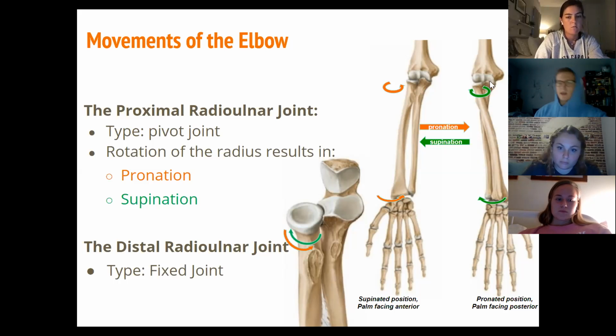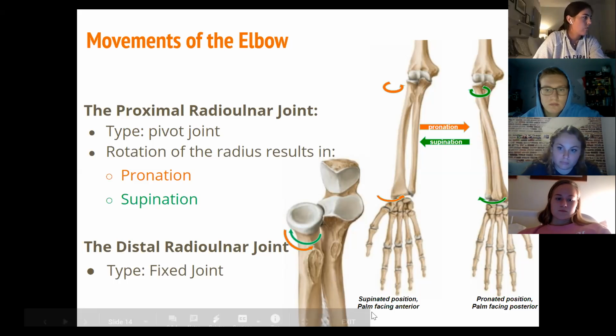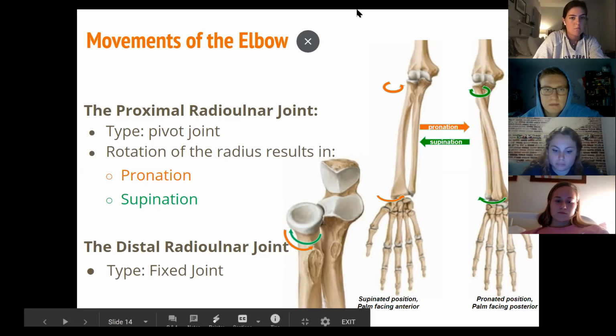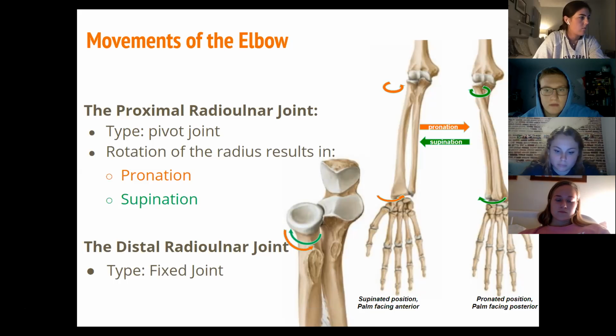Okay, and here, this is just a cartoon of that motion, but I think it's easier to just do it on yourself and really feel how that bone is being restricted. Are there any questions in the chat? Was there any movement for the distal radial ulnar? Yeah, that's a great question.